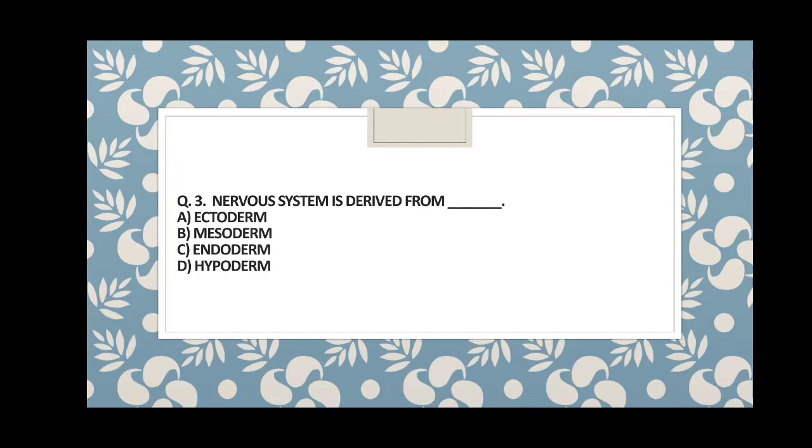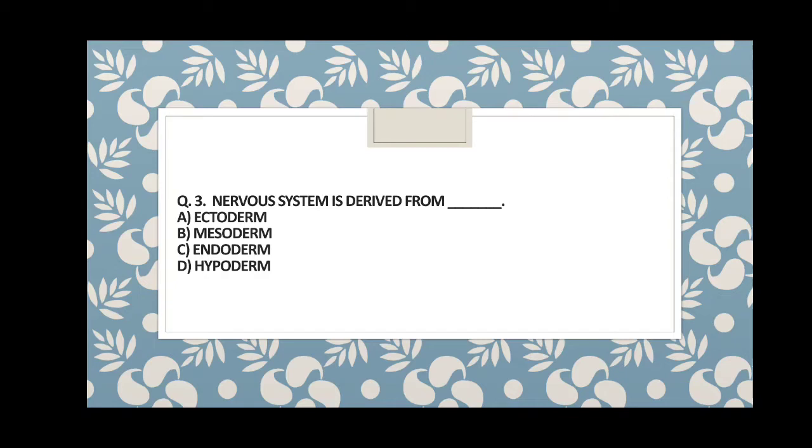Question number 3: the nervous system is derived from which germinal layer? So guys, very easy question. If you know, you are going to hit this question in 5 seconds, and the answers are A, ectoderm, mesoderm, endoderm, hypoderm. Hypoderm is nothing related with this, so the answer is A, ectoderm.